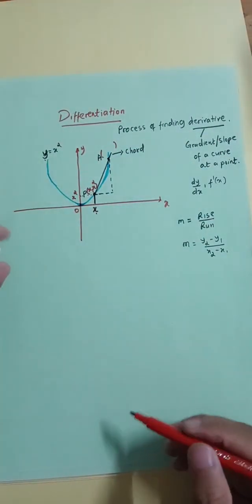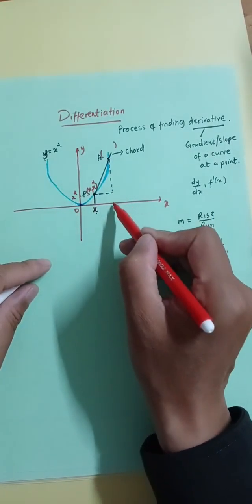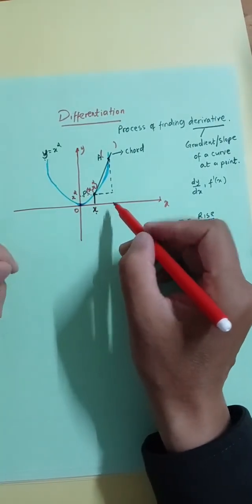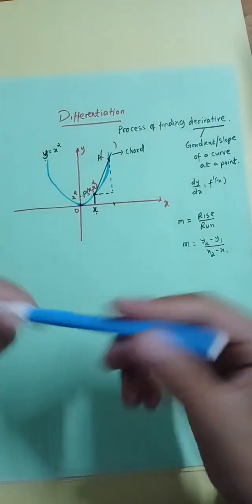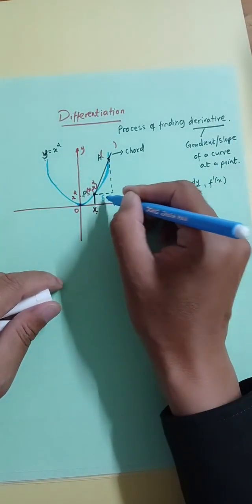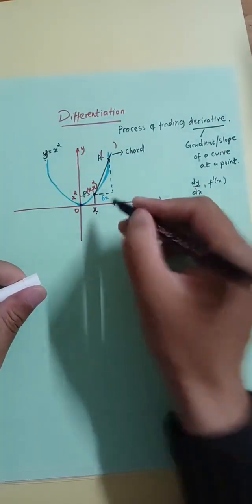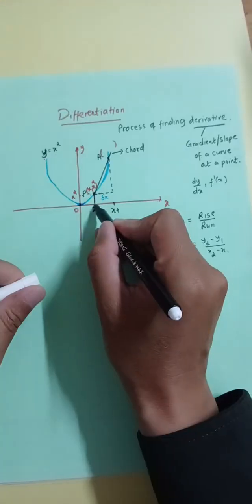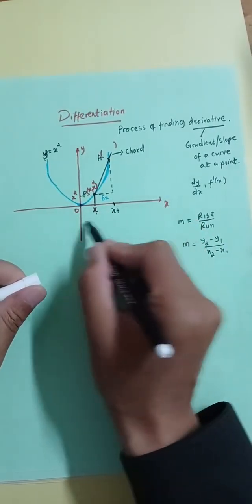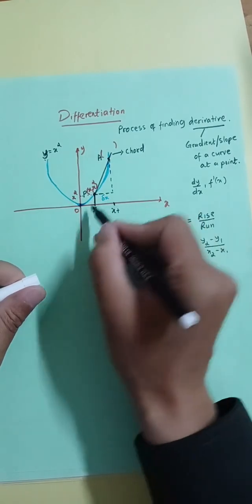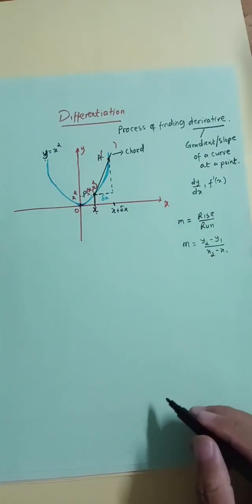Now the coordinates of a point depend on x. Suppose there is a small change in x, a small change in x, which we represent by the symbol delta x. So the value of x at the point becomes x plus delta x. The total distance from the origin is x plus delta x.